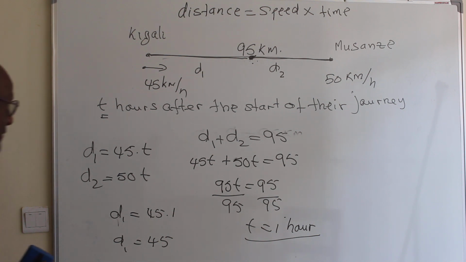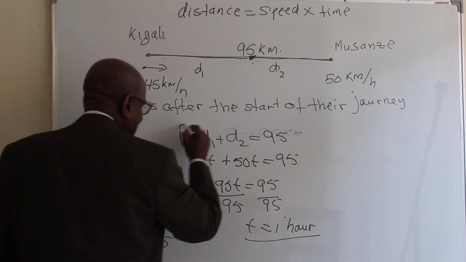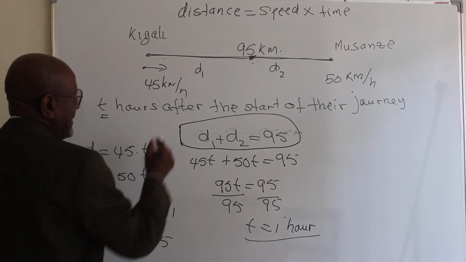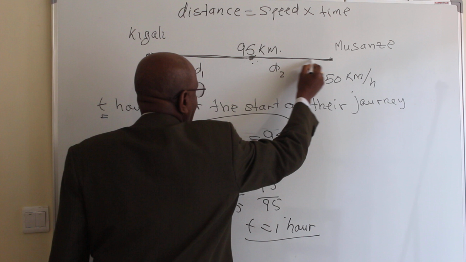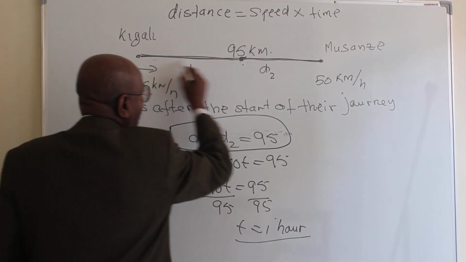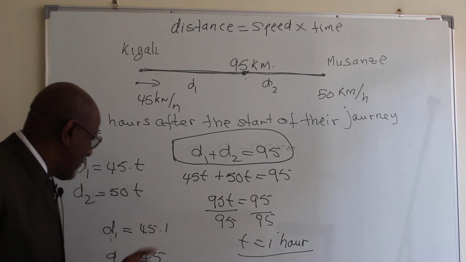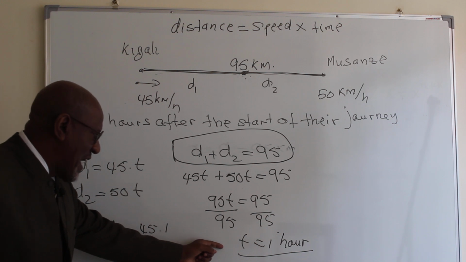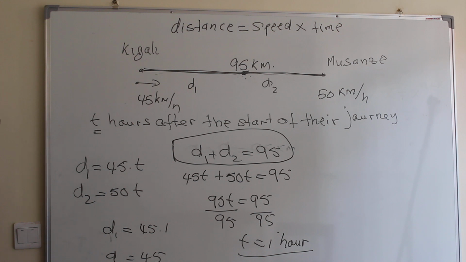Now, the important thing about this problem is simply this. We need to understand this idea: the distance traveled by the first car plus the distance traveled by the second car is the total distance between the two cars initially. So D1 plus D2 is 95, and t, the time in hours, is 1 hour. So that's our problem. Thank you.